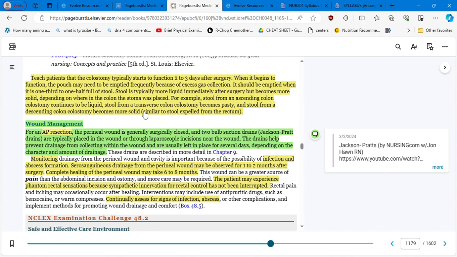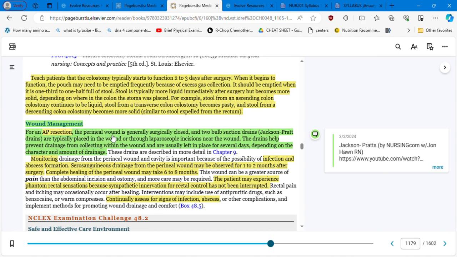Stool from a transverse colon colostomy becomes pasty, and the stool from a descending colon colostomy becomes more solid, similar to stool expelled from the rectum. Perfect. Wound management. For an AP resection, do you remember the abdominal perineal resection?